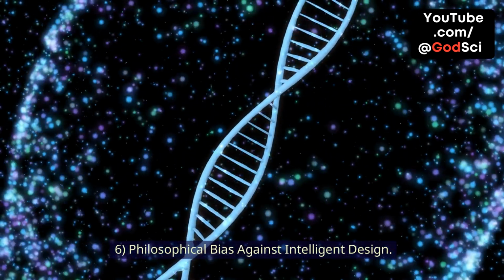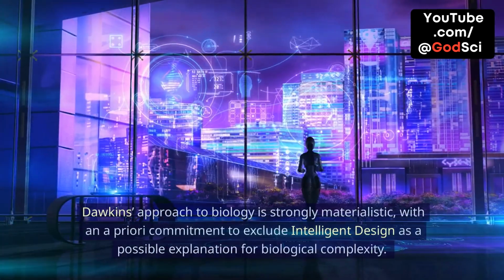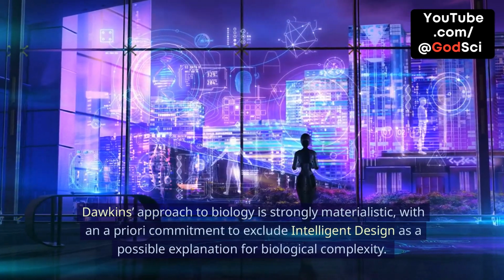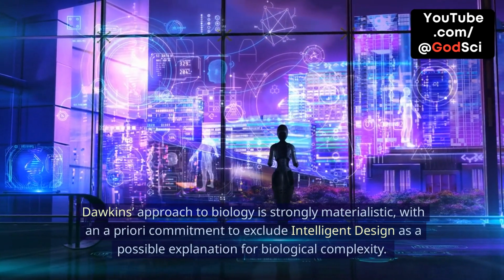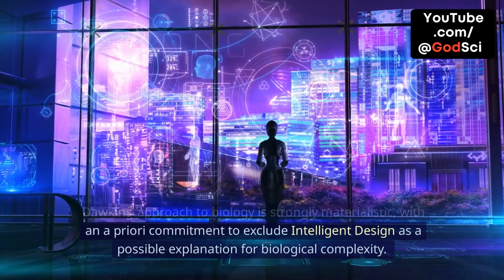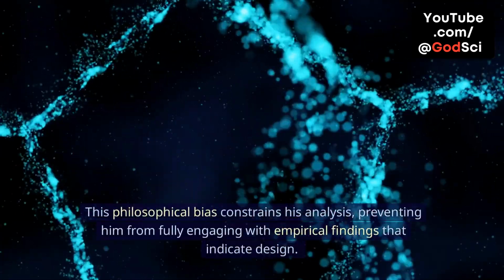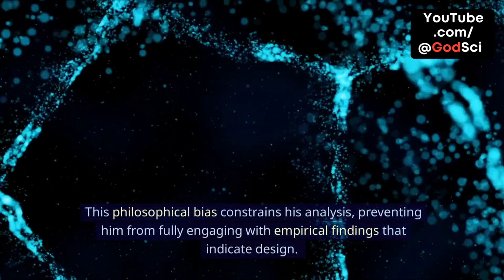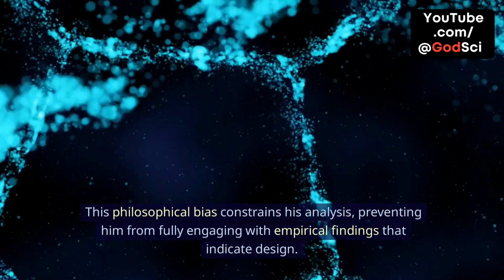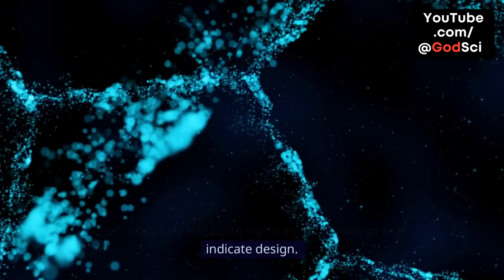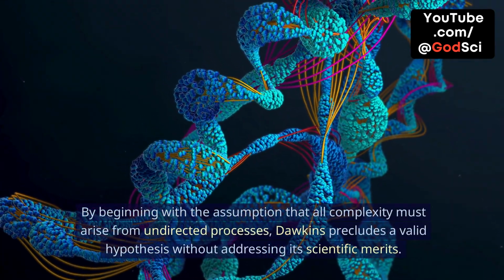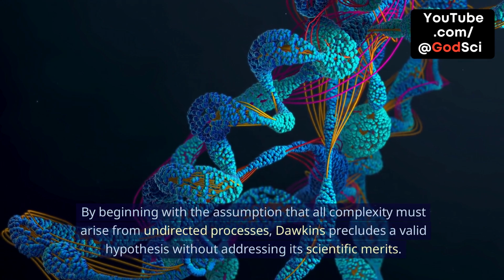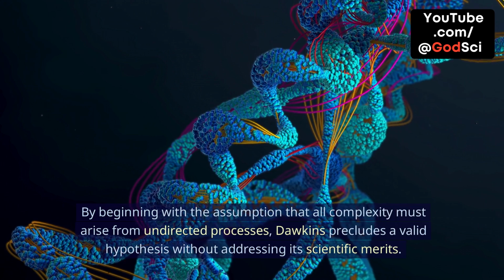6. Philosophical bias against intelligent design. Dawkins' approach to biology is strongly materialistic, with an a priori commitment to exclude intelligent design as a possible explanation for biological complexity. This philosophical bias constrains his analysis, preventing him from fully engaging with empirical findings that indicate design. By beginning with the assumption that all complexity must arise from undirected processes, Dawkins precludes a valid hypothesis without addressing its scientific merits.